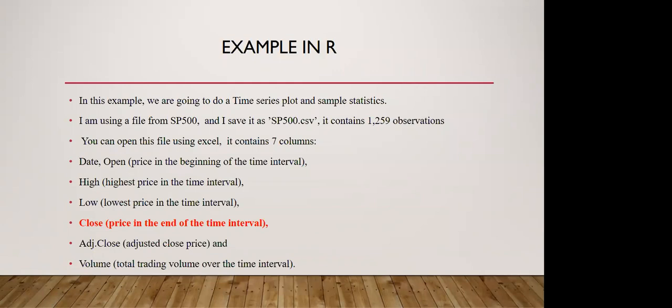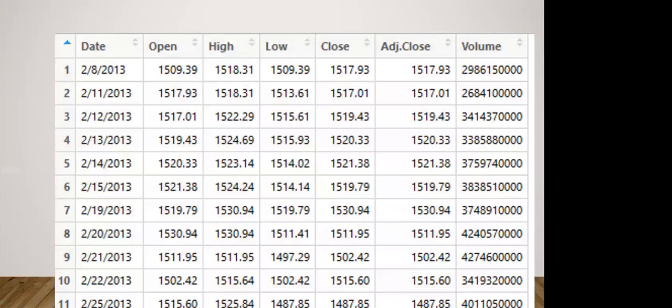You can open this file using Excel, and it contains 7 columns of variables. We have the dates, and then the price at the beginning of the time interval, and then the high price in this time interval. We have the low price, and then the close price, which is what we're going to be using in our presentation. Then we have the adjusted close price, and the volume, which we are not even going to go over. This is how the table looks when you open it in Excel, or when you import the data in R.